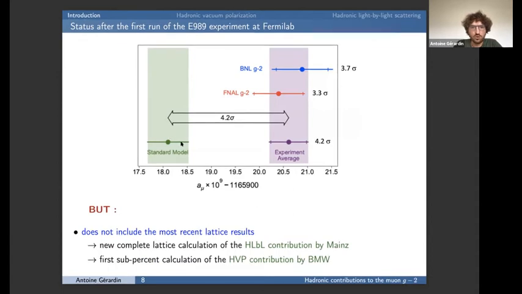Now, what is important to know is that in this Standard Model estimate, lattice QCD results were not really included, at least not the most recent ones. Since the publication of this value, there is a new complete calculation by the Mainz group of the hadronic light-by-light contribution, and also there is the first sub-percent calculation of the hadronic vacuum polarization by the BMW collaboration, which, as we'll see later, tends to reduce this tension.